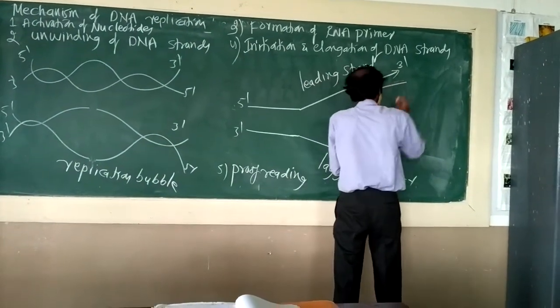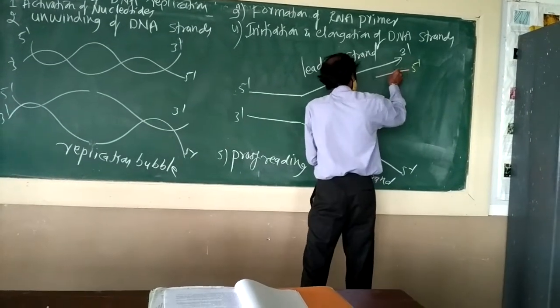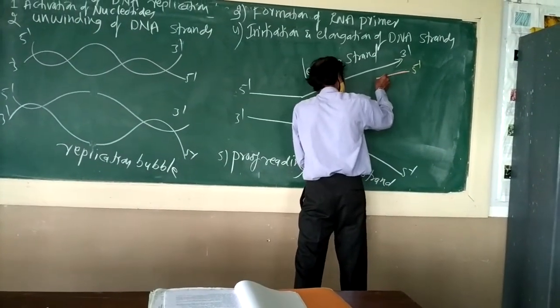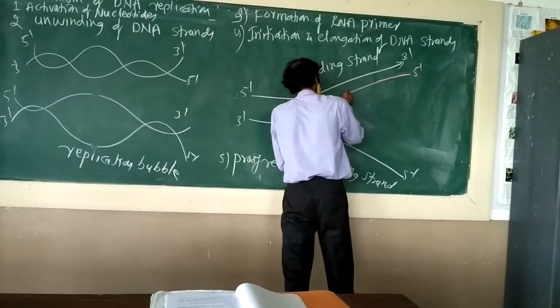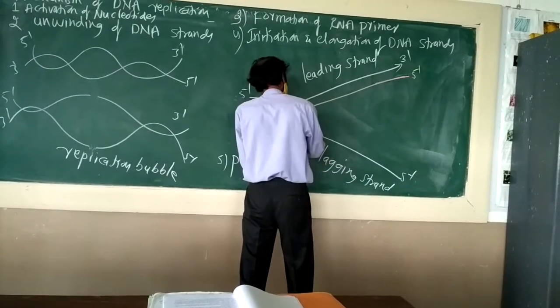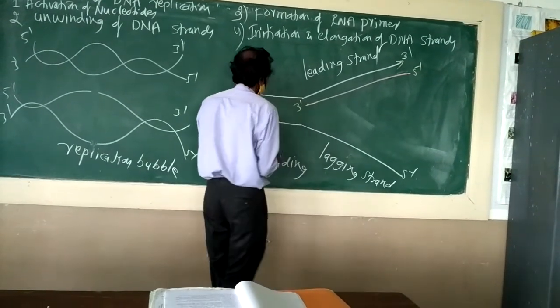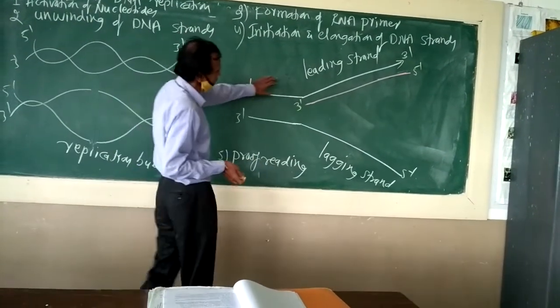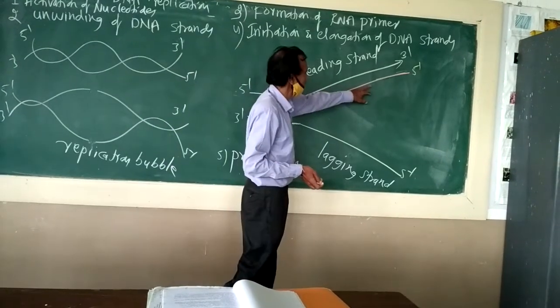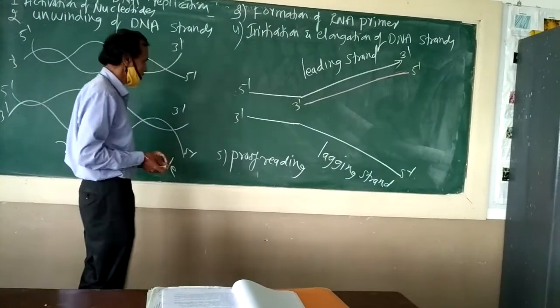So its initial DNA is 5'. The DNA nucleotides are added by the DNA polymerases in a continuous manner to the entire length of this strand. So the initial region is 5', the terminal region is 3'. So on the leading strand, synthesis of DNA occurs in a continuous manner by the enzymes DNA polymerases.